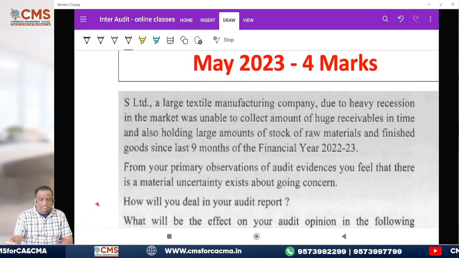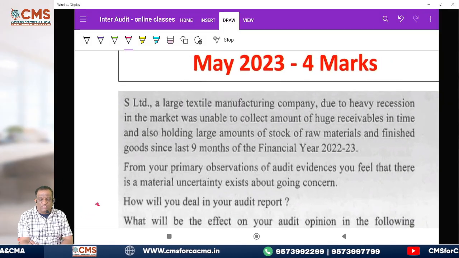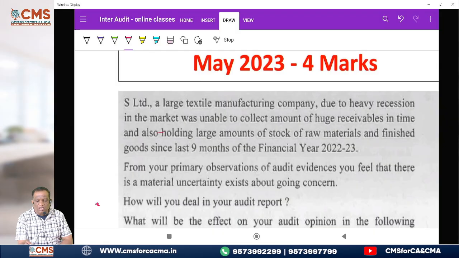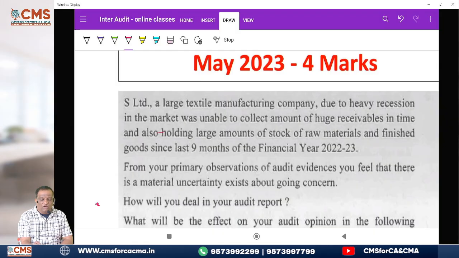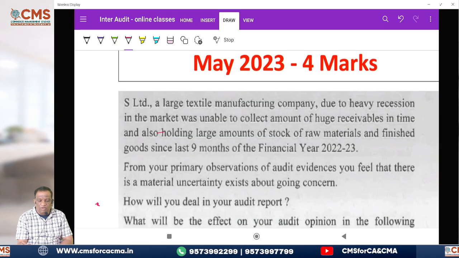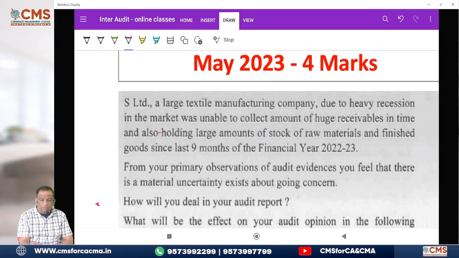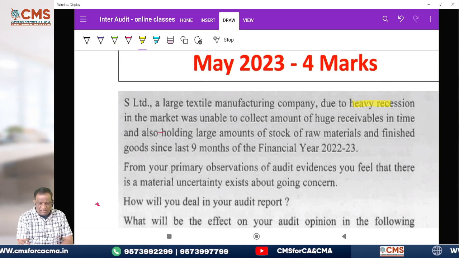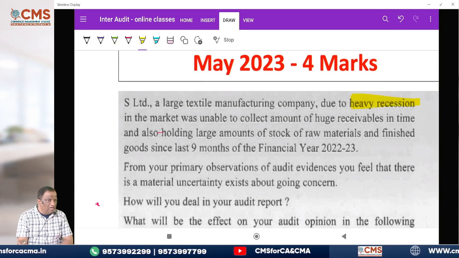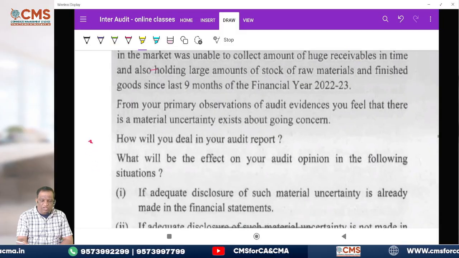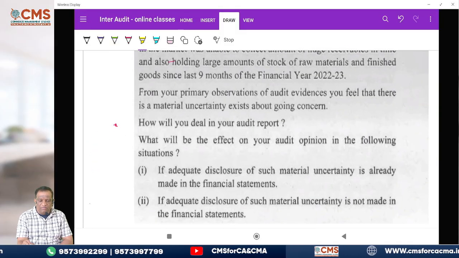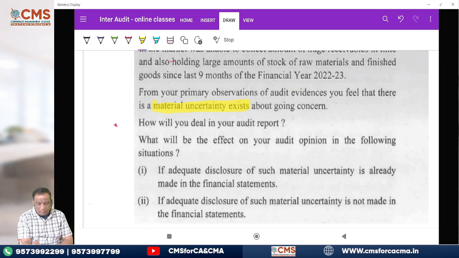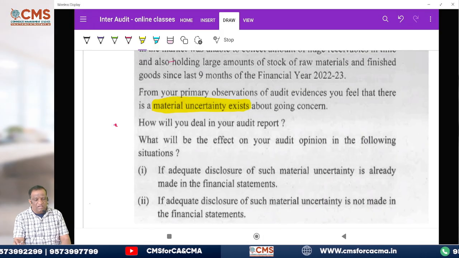Now, S Limited, a large textile manufacturing company, due to heavy recession in the market, was unable to collect amount of its receivables in time and also was holding large amounts of stocks of raw material and finished goods. So, there is a heavy recession. That is, the market is very volatile and unpredictable. Now, from your primary observation of audit evidence, you feel that a material uncertainty exists. It is clearly given. So, material uncertainty exists.